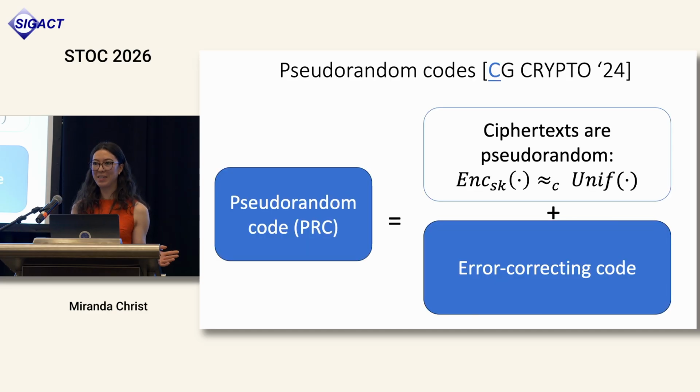Okay, so what is a pseudorandom code? It is, I think, a fairly simple cryptographic primitive. The first property that pseudorandom codes have is that ciphertexts are pseudorandom. What this means is that oracle access to the encoder on messages of your choice is computationally indistinguishable from oracle access to just a uniform distribution. So in particular, if you encode even the same message over and over again, all of the code words or ciphertexts that you get back will be indistinguishable from random.